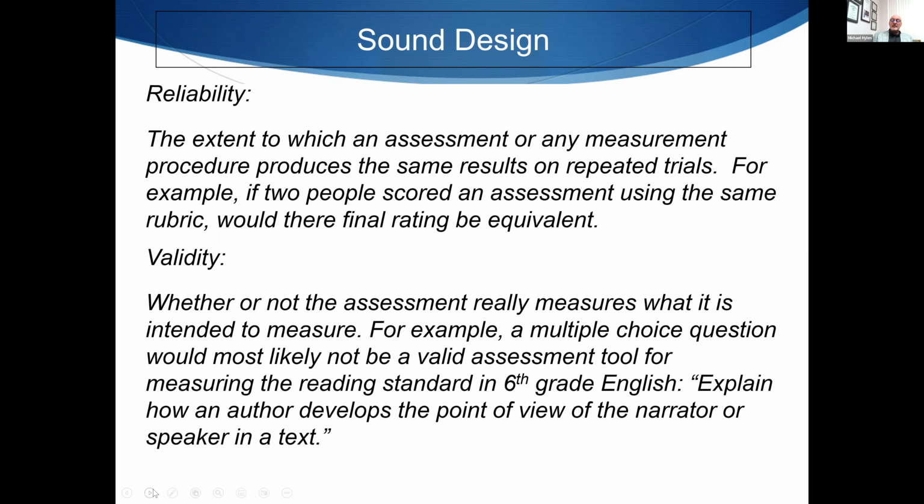Validity means it measures what it's intended to measure. So, for example, a multiple choice test on a skill target is not valid. The idea is that it doesn't measure what it's supposed to measure.